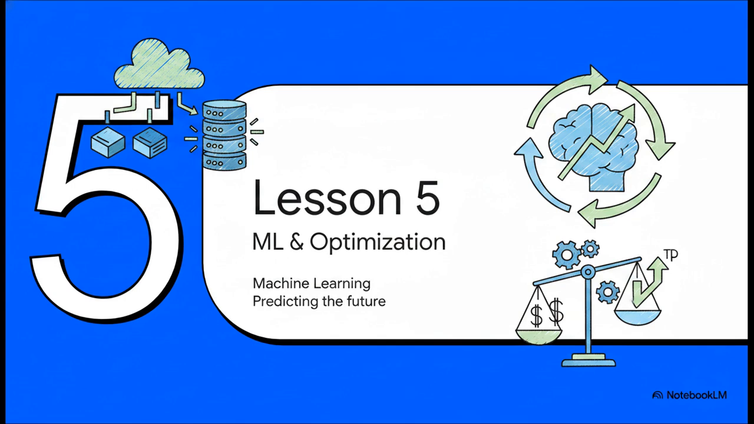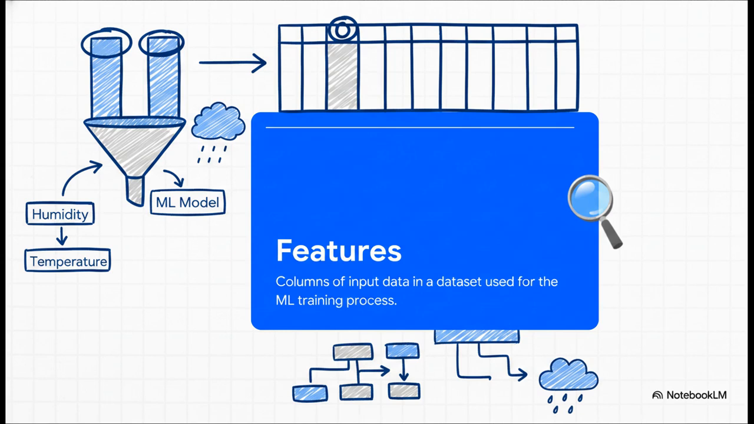Which brings us to Lesson 5, Machine Learning and Optimization. Okay, once we have expertly cleaned and warehoused our data, we can finally start predicting the future, all while keeping our system costs totally optimized. Let's build up your machine learning vocabulary for a second. When data scientists train their models, they are constantly looking for features. A feature is quite simply a specific column of input data that gets used for training. For example, if you want a model to predict whether it's going to rain tomorrow, your historical humidity and temperature columns are the features actively feeding that specific prediction.